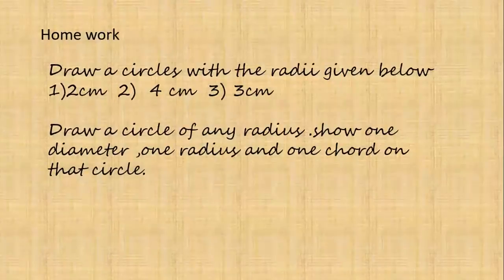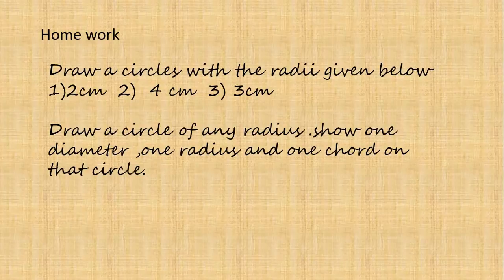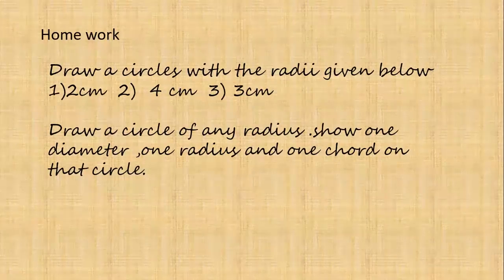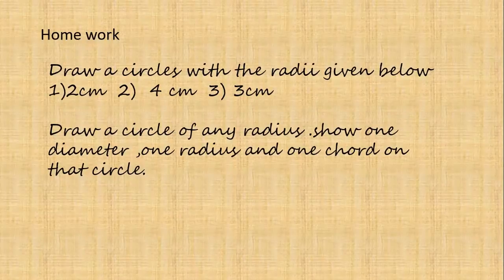Now it's a homework for you. You can do the homework: draw circles with the radii given below. That is 2 centimeter, 4 centimeter and 3 centimeter. Draw a circle of any radius, and mark one diameter, one radius and one chord on that circle.